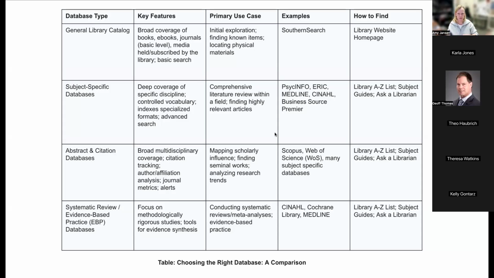Some of them are those subject specific ones. Some of them have abstracts and don't have full text, like Scopus. That's one of our big abstract databases that doesn't have full text articles, but they map and index gobs of literature that you won't find other places, and it's quite authoritative. So this is just an overview of that.